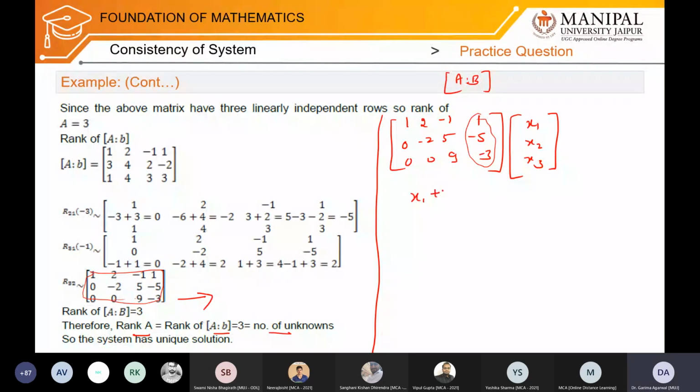So the right hand side term is this one. So x1 plus 2x2 minus x3 is equals to 1, this one. Then 0 minus 2x2 plus 5x3 is equals to minus 5, and minus 3x3 plus 9x3 is equals to minus 3. Now by this third equation we can find the value of x3. Then substituting the value of x3 in the second last equation we can find the value of x2, and by substituting the value of x2 and x3 in first equation we can find the value of x1, right?